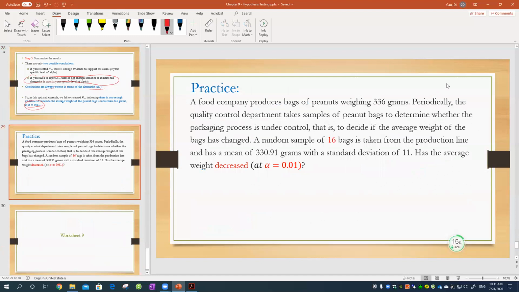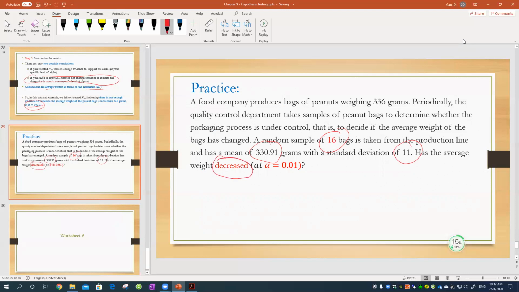A food company produces bags of peanuts weighing 336 grams. Again, same question, but there might be some variation here. Periodically, the quality control department takes samples of peanut bags to determine whether the packaging process is under control, that is, to decide if the average weight of the bags has changed. A random sample of 16 is taken from the production line and has a mean of 330.91 with a standard deviation of 11. That's the sample standard deviation. Has the average weight decreased?